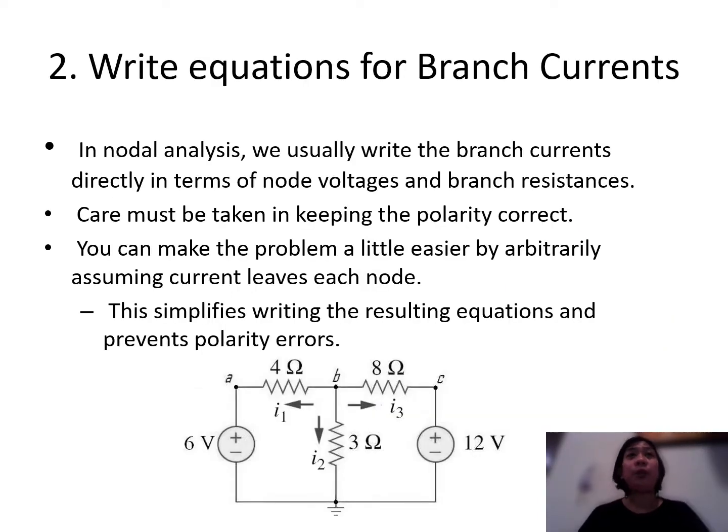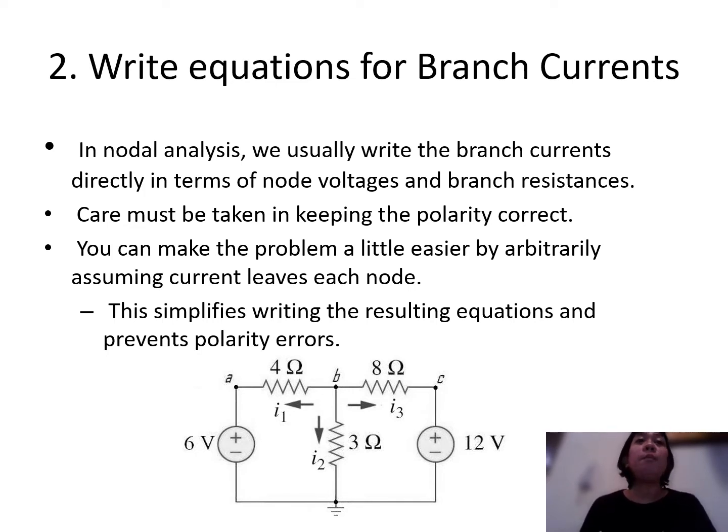So we have to write our equations for the branch currents. In nodal analysis, we usually write the branch currents directly in terms of the node voltages and the branch resistances. So how do we write current? Current is written as voltage divided by the resistance connected to that specific branch. Care must be taken in keeping the polarity correct.